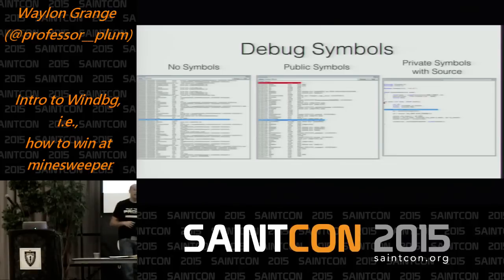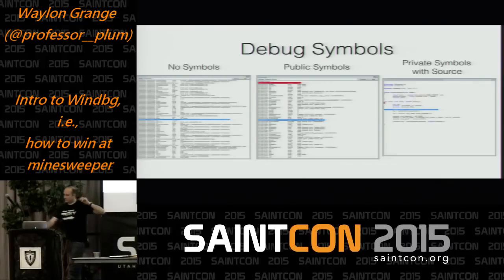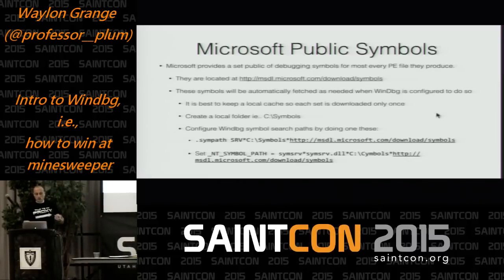Microsoft does provide private symbols, but only for special large groups and other nations of power. So I'm assuming that's not us in here. So we're going to be stuck with public symbols. To get the public symbols, they're all located at this server. I wouldn't just go there and download them, right?